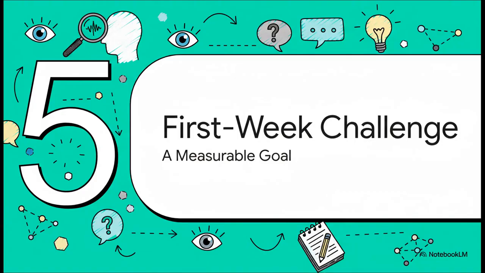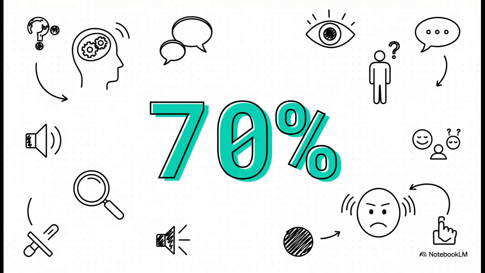Okay, so to put all of this into action, let's wrap things up with a super clear, measurable goal for your first week. This is what's going to take you from just listening to me talk to actually doing it. So what's that goal? 70%. For this first week, your mission is to correctly identify a change in someone's emotional state in about 70% of the conversations you're really paying attention to.